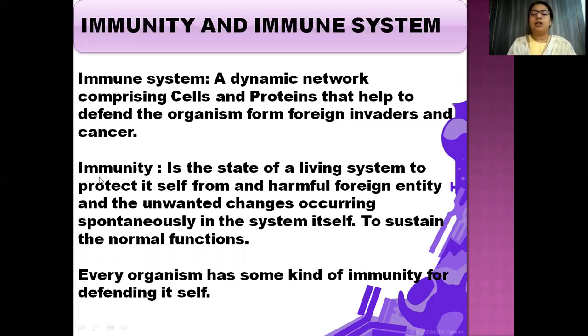Immunity is the state of a living system. We can say immunity is the property of the immune system. It is the state of any living organism in which it tries to protect itself from antigens or harmful entities that are foreign to that organism. All unwanted changes that occur spontaneously in a system itself, like transformation of normal cells into cancerous cells, are also something against which our immunity fights to sustain the normal functioning of a living organism.